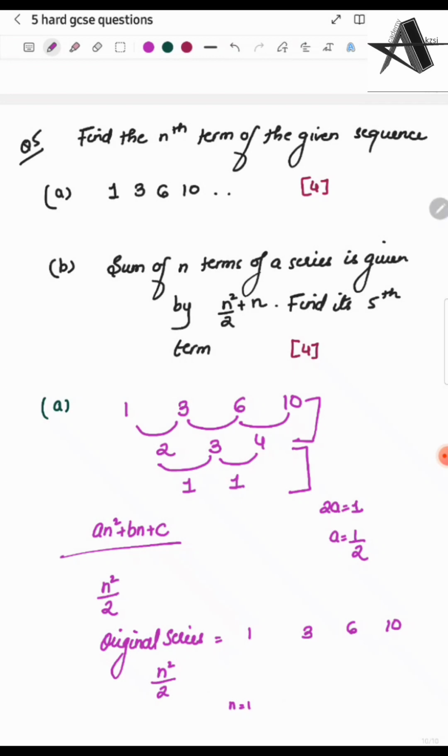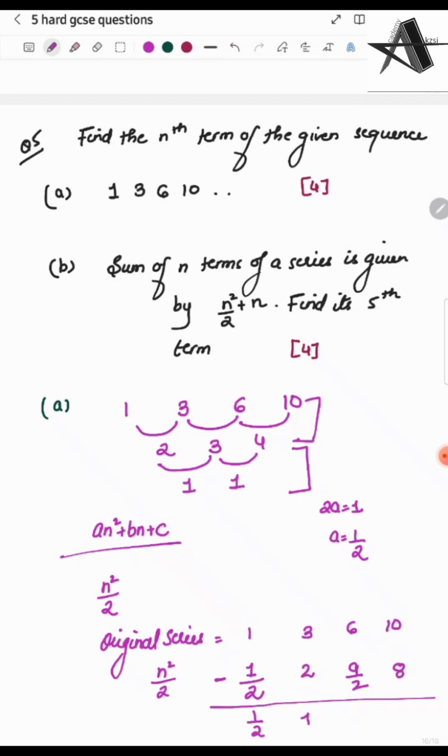So when I put n equals 1, I'll write 1 squared by 2, which gives me half. Then n equals 2: 2 squared is 4, 4 by 2 is 2. When n is 3, it will be 9 by 2. When n is 4, this will be 8. Now I need to subtract. 1 minus half is half.